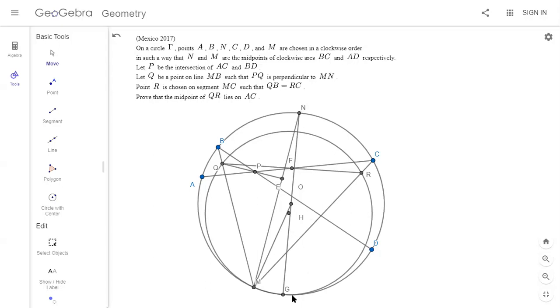But we know NG is a diameter. Yeah, so we want to show NQ is equal to NR. I feel like we're pretty close, because I think QGR is isosceles. Yeah, and GN is a diameter. Okay, I think we're really close to solving this. Is OQ equal to OR? No. OQ isn't equal to OR, but yeah, I feel like we're pretty close on this one.